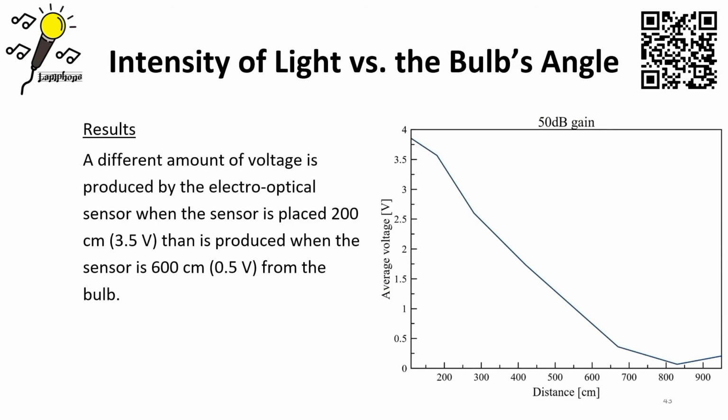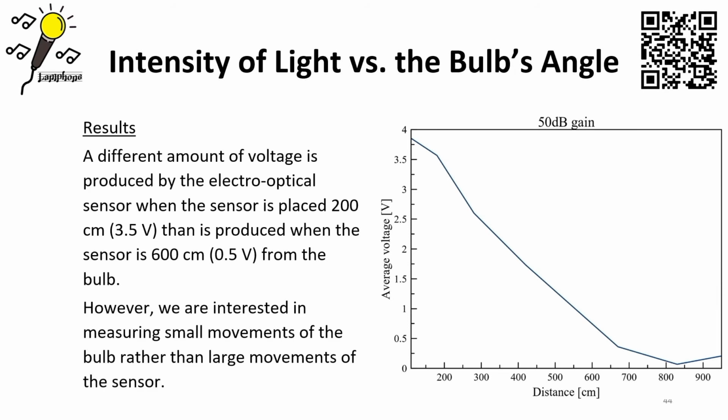Now, the graph presents the results that were obtained, and you can see that a different amount of voltage is produced by the electro-optical sensor when the sensor is placed 2 meters away from the light bulb, and when the sensor is placed 6 meters away from the light bulb. And again, this is not surprising because a different amount of light is captured by the electro-optical sensor. A bigger amount of light is captured when it is close to the light bulb. However, we are actually interested in measuring small movements of the bulb rather than movements of the sensor.